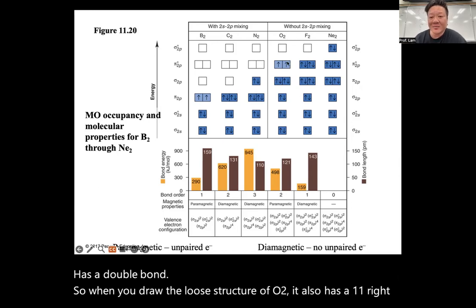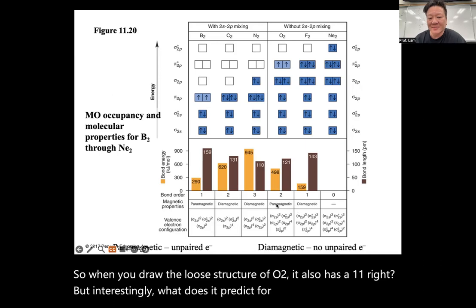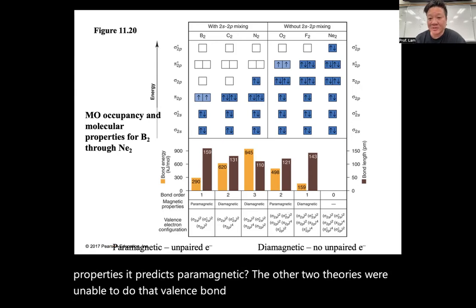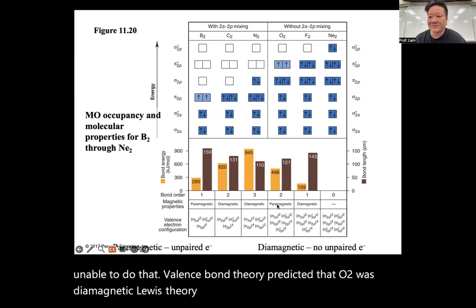But interestingly, what does it predict for O2 as the magnetic properties? It predicts paramagnetic. The other two theories were unable to do that. Valence bond theory predicted that O2 was diamagnetic. Lewis theory was saying that it was diamagnetic, right?